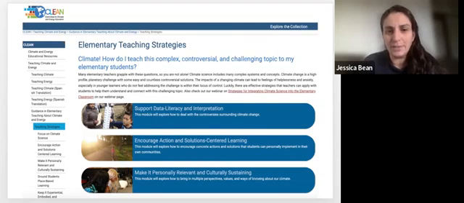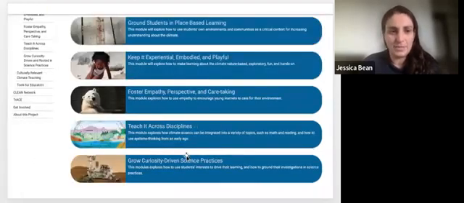So it's really important that you lay these foundational skills: support data literacy and interpretation, encourage action and solution-centered learning. Even if it's not about global climate change, what are local actions that you can be taking to understand climate and environmental change? Always make it personal and relevant, and culturally sustaining.